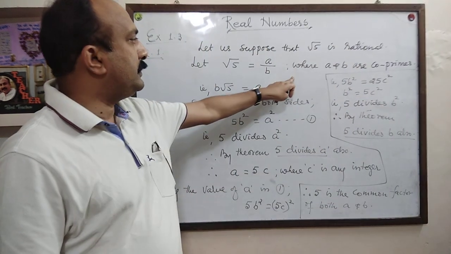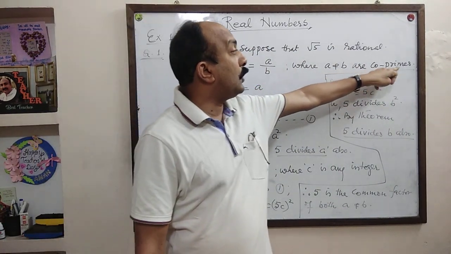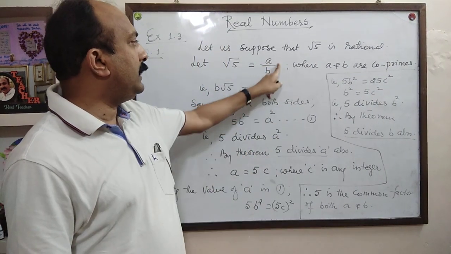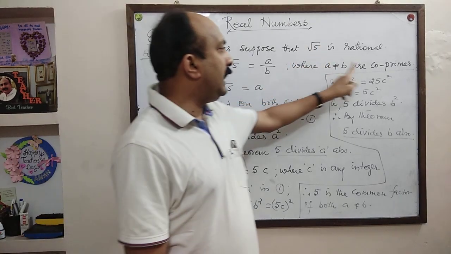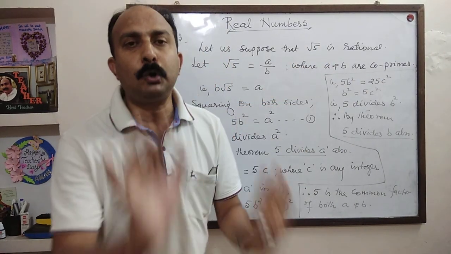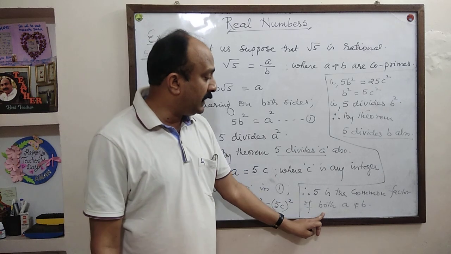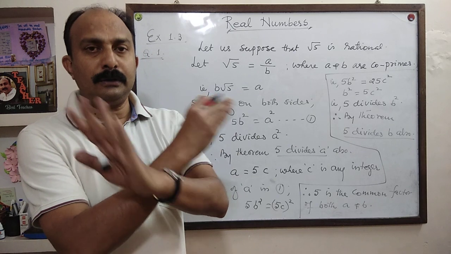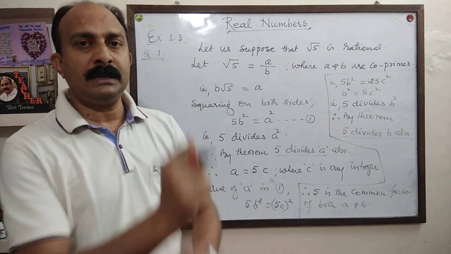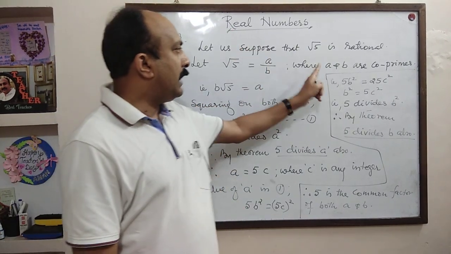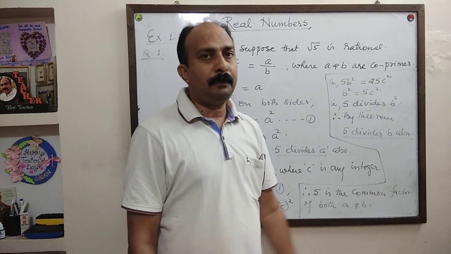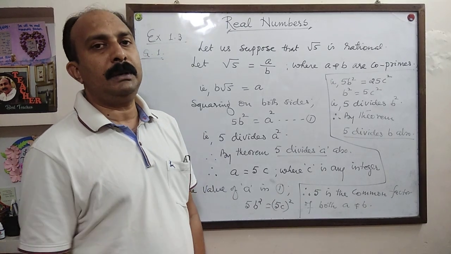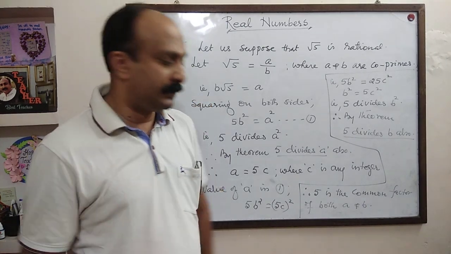But what is our supposition? A and b are coprimes. Our supposition is that root 5 can be written in the form of a upon b, where a and b are coprimes having no common factor. Now what did we get? 5 is the common factor of both a and b. Are they not contradicting each other? Yes, they are contradicting each other. Our supposition is that a and b are coprimes, but we got 5 is the common factor of both a and b. So it contradicts our supposition.